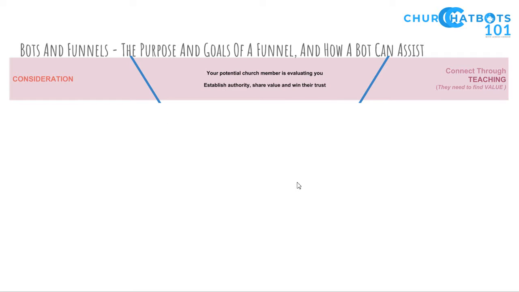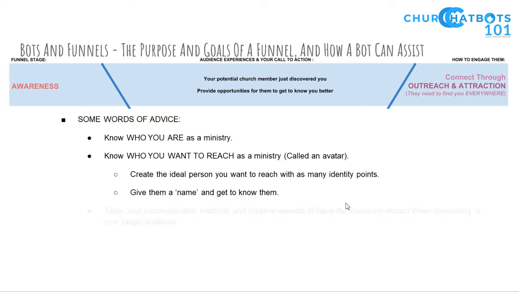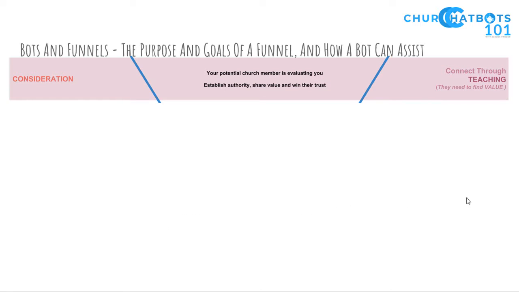All right, next phase. If you do this well, now you want to move them from awareness to consideration. How do you do that? You start teaching them. They need to find value. Now, teaching, I'm not talking about preaching from the stage, although that's important too, but as they're evaluating you, you start telling them who you are, what you stand for, what your heartbeat is, your vision. So you start to establish authority, share value, and win their trust.